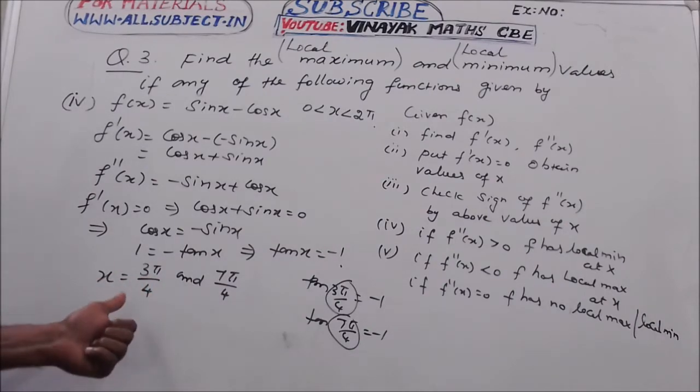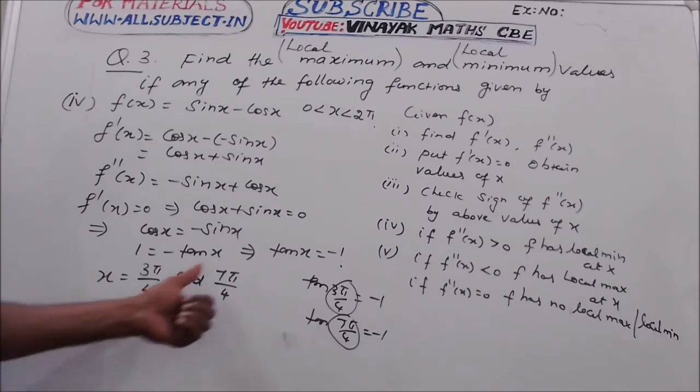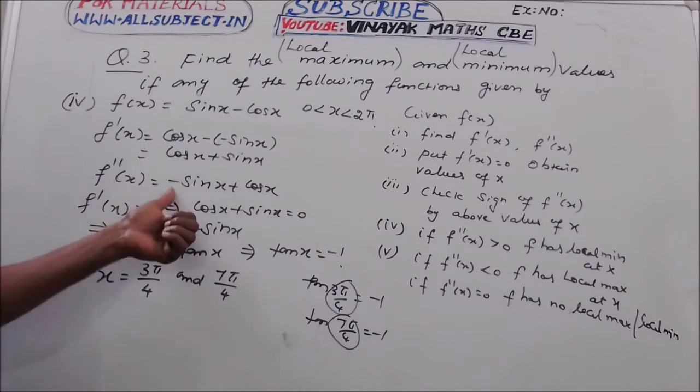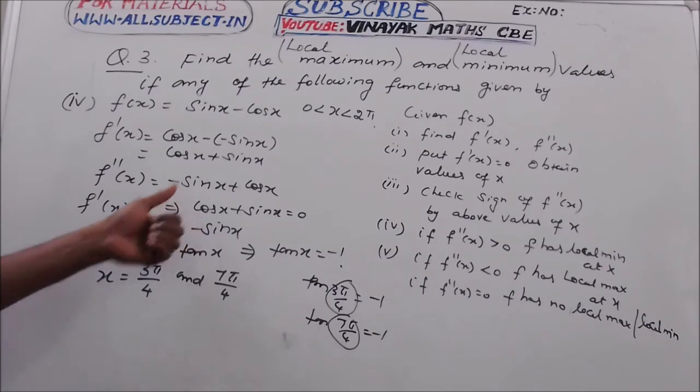Now we substitute the values x is equal to 3 pi by 4 and 7 pi by 4 in f double dash of x and check its sign.